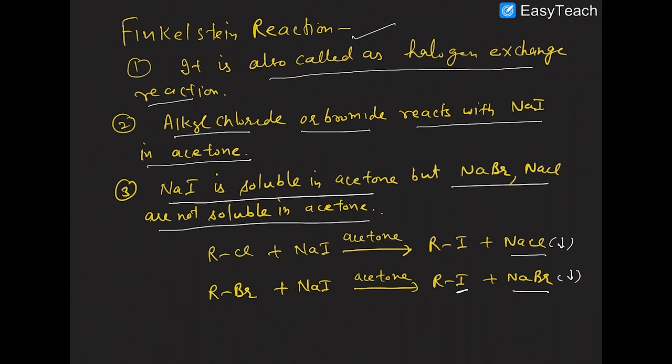Okay, so remember, keep in your memory why we have to use acetone: because acetone will make sure that NaI remains soluble, while NaCl and NaBr, as they are formed, settle down at the bottom. That is a very important reaction, the Finkelstein reaction, also known as the halogen exchange reaction.